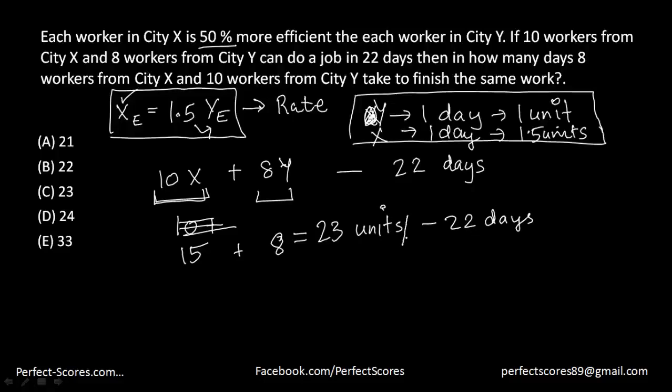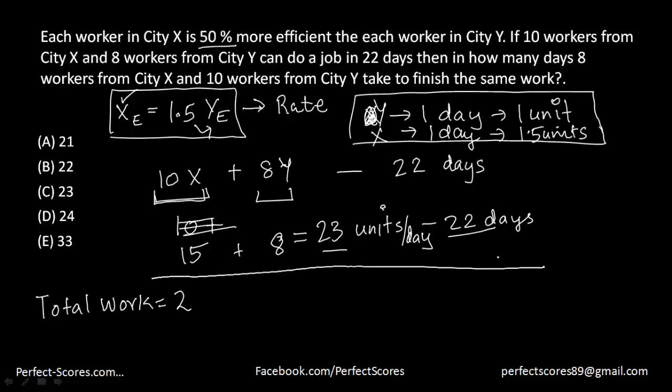So 23 units every day are getting finished, and that is going on till 22 days, till the job is finished. So what is my total work now? My total work would be the total number of units. Every day 23 units are getting finished, and this is going on for 22 days. That means my total work would be equal to 23 into 22, right? Which is rate into time, that's the total work. This over here is my total work. Every time, I have to calculate the total work, right?